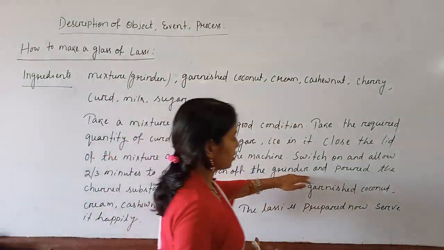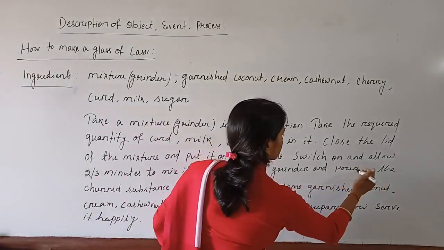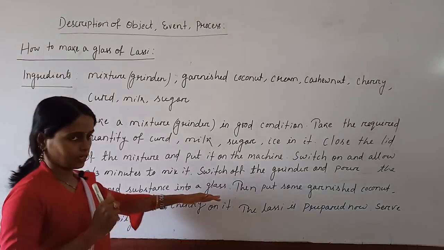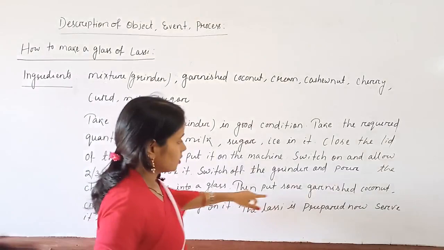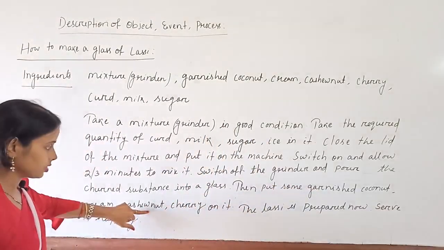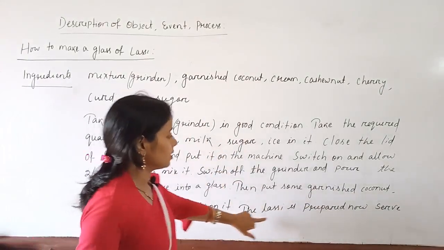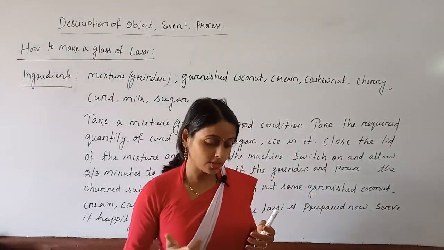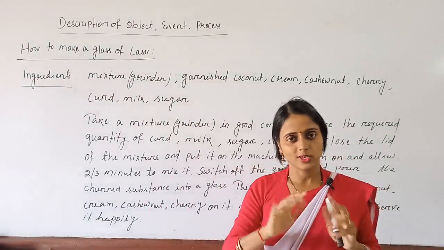Switch off the grinder and pour the churned substance into a glass. Then put some garnished coconut, cream, cashew nut and cherry on it. Then you have to decorate it a little bit. The lassi is prepared now. Serve it happily. You can serve it to guests as well as to yourself. So you can take the lassi happily.